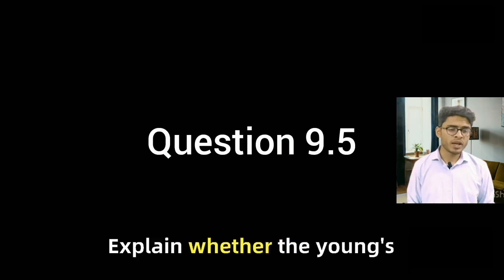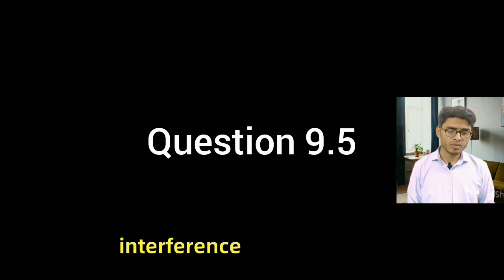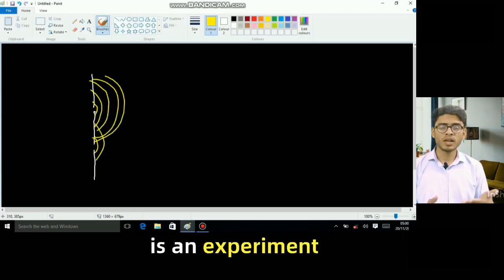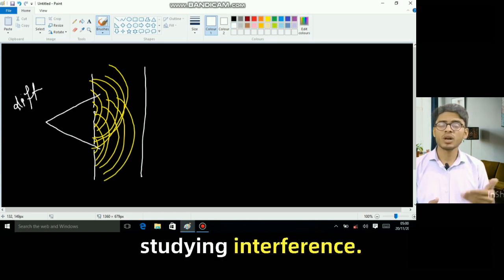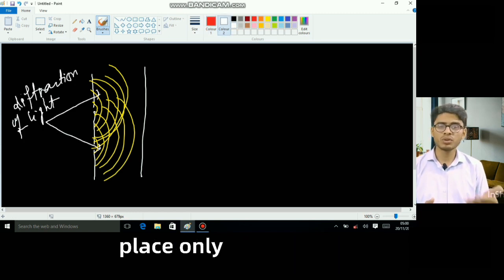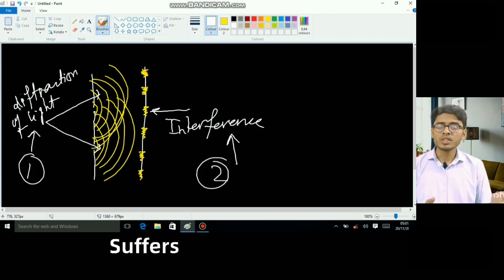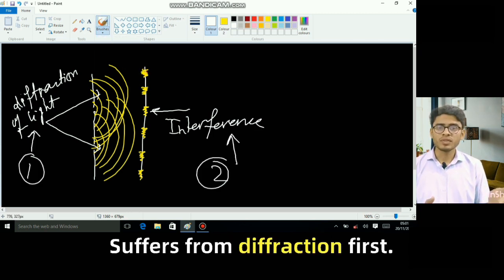Explain whether Young's experiment is an experiment for studying interference or diffraction effects of light. Young's experiment is an experiment for studying interference. However, interference can take place only when the incoming light through the slits suffers diffraction first.